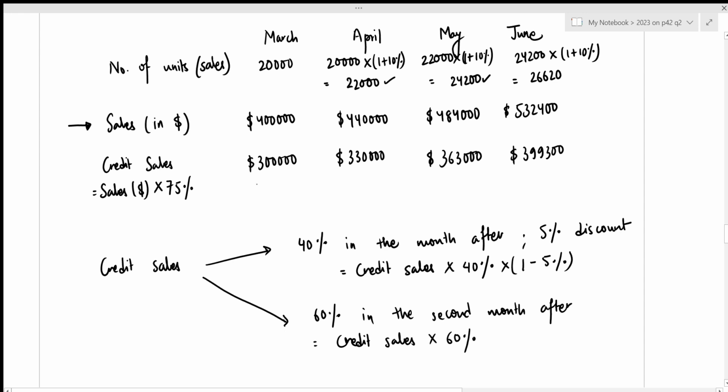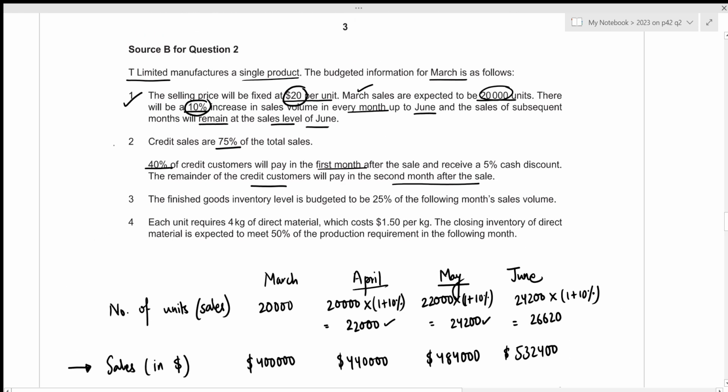So if we're talking about the total of the credit sales in the month of March, which is 300,000 times 40% times 1 minus 5% will be the amount received in the month of April, which is the month after. Then the remaining 60% of 300,000 will be received in the second month after, which will be in the month of May. Okay, we're done with the second information.